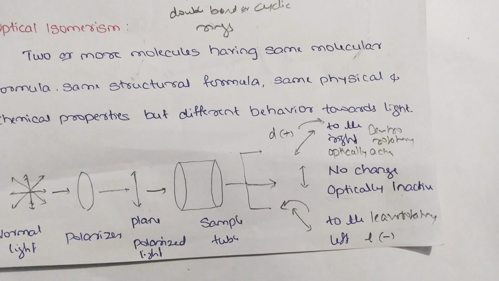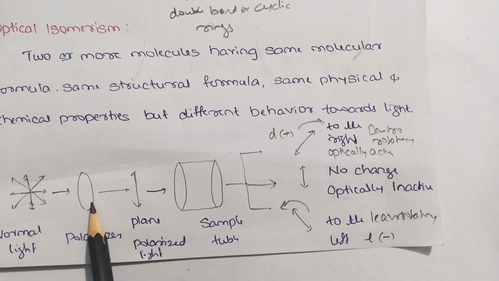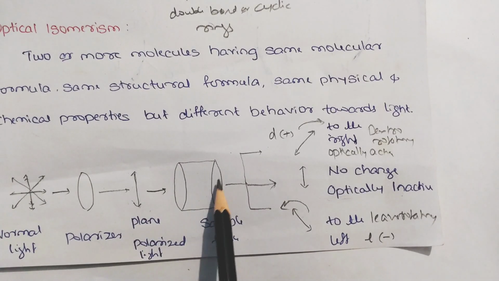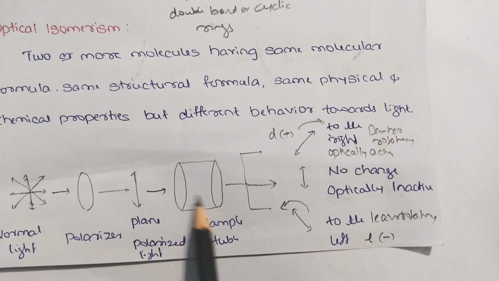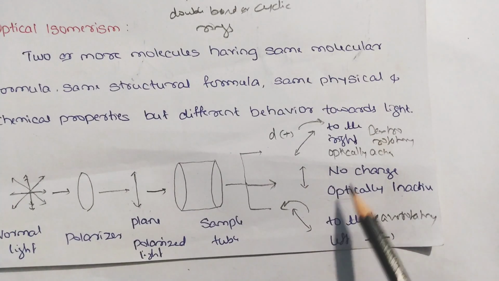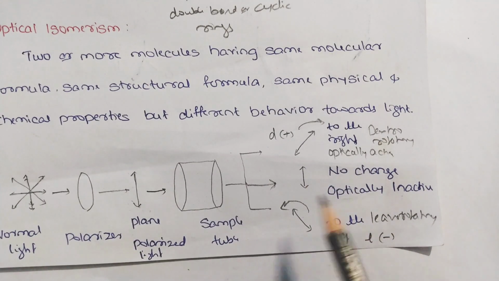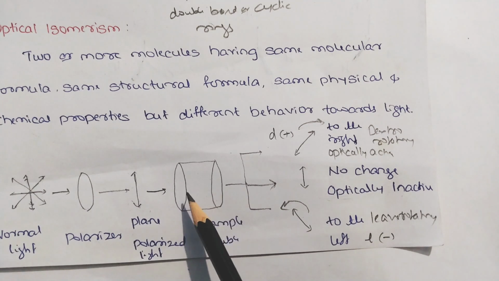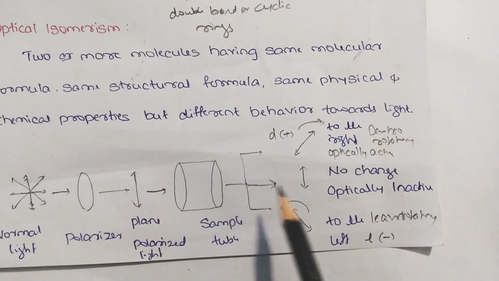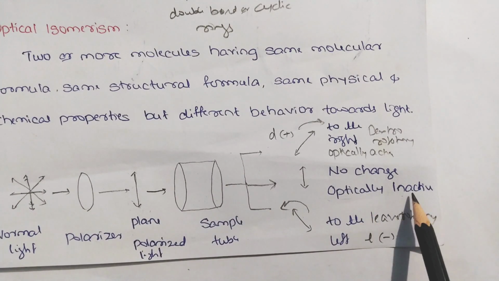This is optical isomerism. Normal light propagates in all directions. When you pass this normal light through a polarizer, you get plane polarized light which propagates in a single direction. When you pass this plane polarized light through the sample in the sample tube, if the sample changes the direction of the plane polarized light, either to the right or to the left, this is called optically active. If the sample is not rotating the light in any direction, meaning there is no change in the light after passing through the sample, then the sample is called optically inactive.